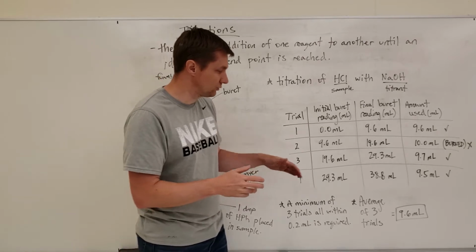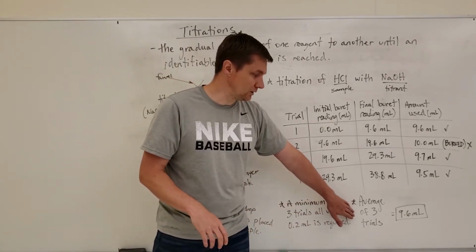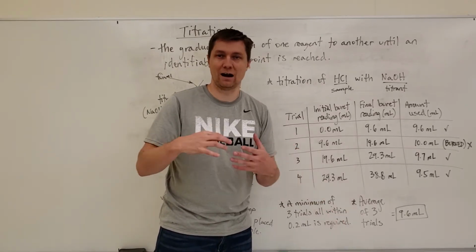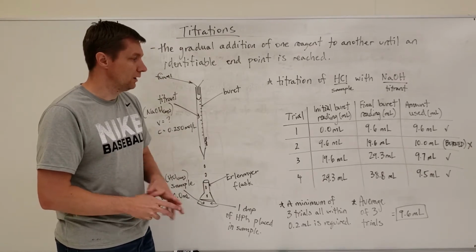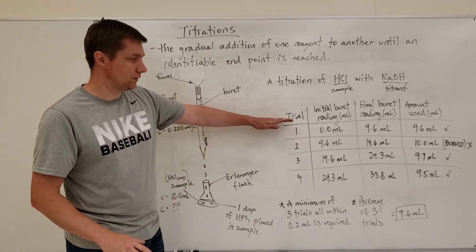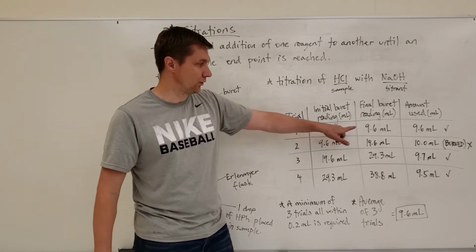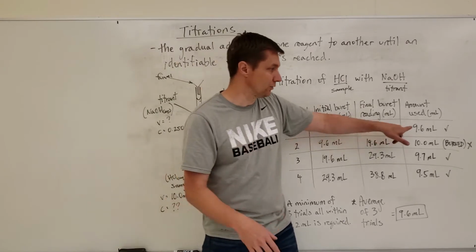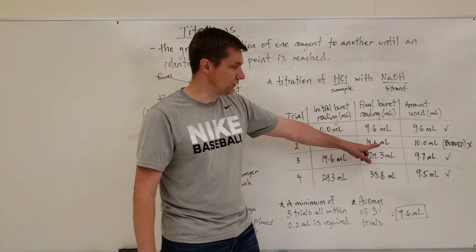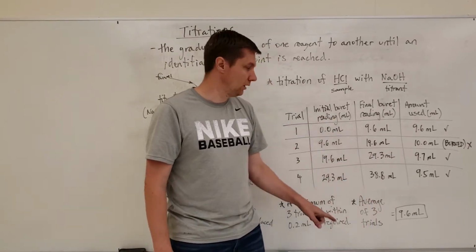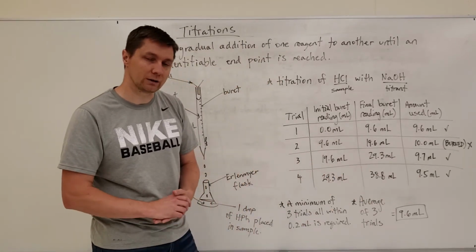And then once we get those 3 trials that are within 0.2 milliliters, what we need to do is average those 3 trials to get an average volume. And then we use that number in our calculation. So in this example right here, you can see the numbers that were collected. You can see trial 1, the initial burette reading was 0, the final burette reading was 9.6. So the amount used was 9.6. We just go final minus initial. And then trial 2, you can see the amount used was 10. And then trial 3 was 9.7 and trial 4 was 9.5 milliliters.